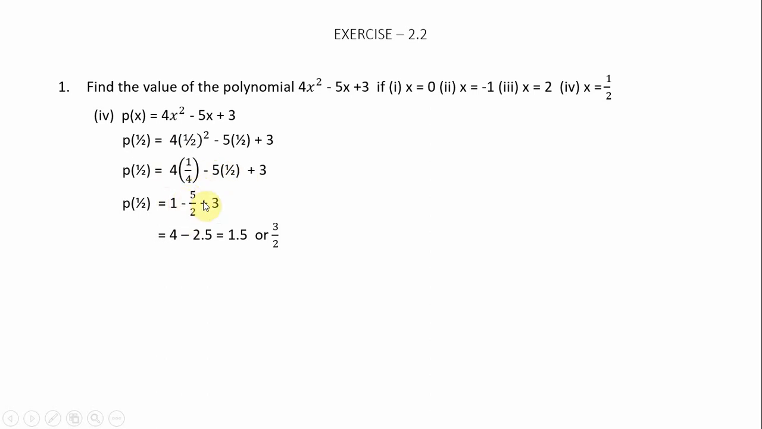See children, 1 plus 3 is equal to 4. Both the positives I have added and subtracted this. 5 by 2 means what? 2.5. So 4 minus 2.5 is equal to 1.5. So as to make ourselves convenient, you can use the fraction or you can use the decimal, whatever is comfortable you can do it. I hope all of you can complete the remaining sums.